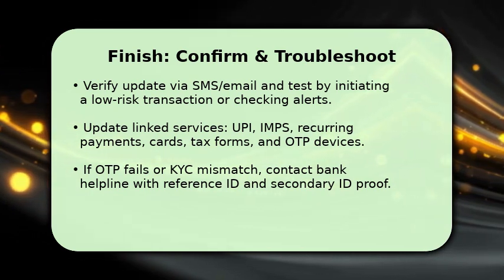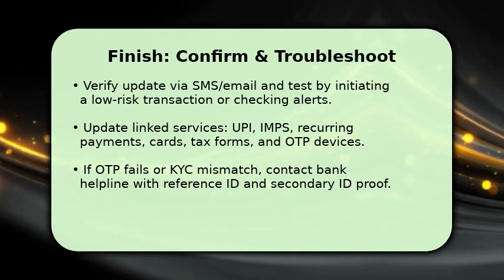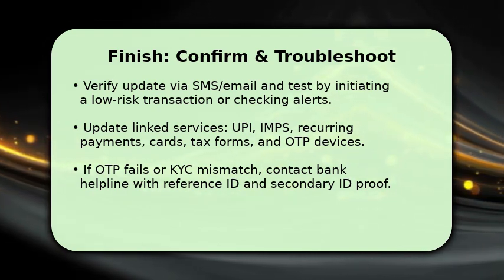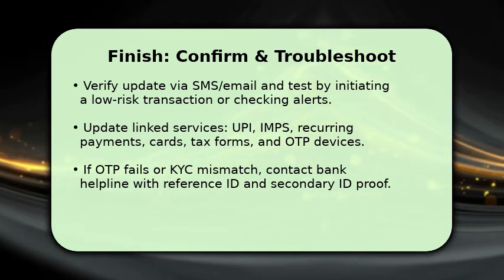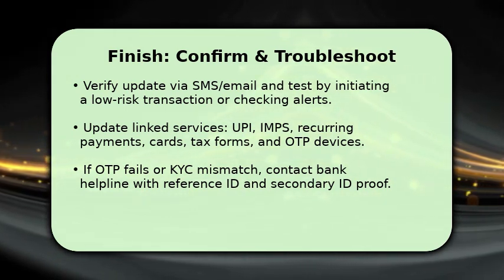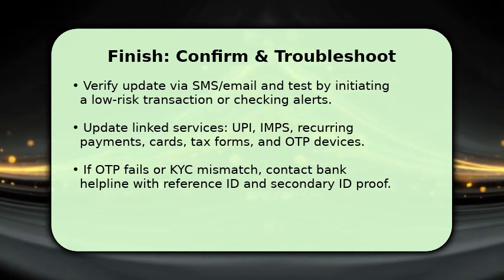If something goes wrong, for example OTP never arrives or KYC documents are rejected, call the bank helpline immediately, provide the reference ID you saved, and be ready with secondary ID. This usually resolves issues within 1 business day. Escalate to branch if required.